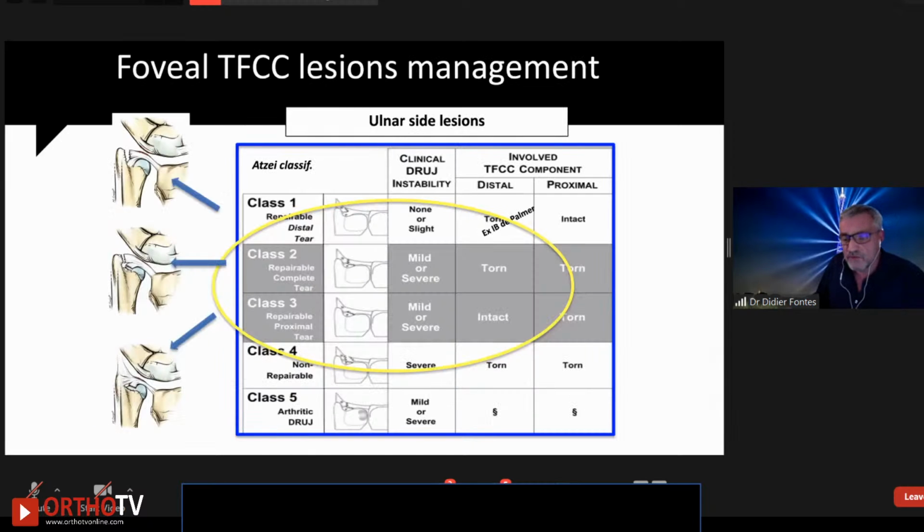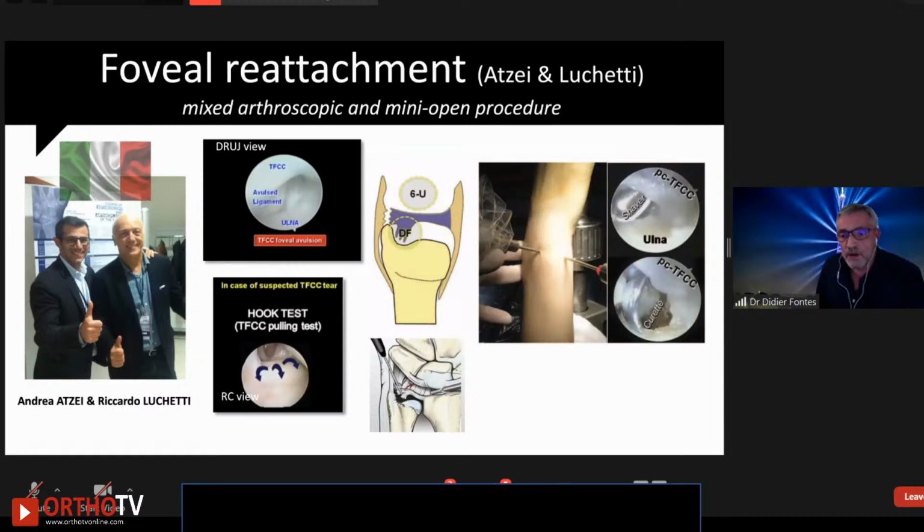Concerning the foveal lesions, it's very important first to have a good diagnosis, and Frederic has shown you how to have a good exploration with MRI and arthro-CT scan. So it's very important to have a good technique to reattach it. The first people who were interested in that were our Italian friends, Andrea Atzei and Riccardo Luchetti, who proposed a mixed arthroscopic and mini-open procedure. So it's a very interesting procedure.